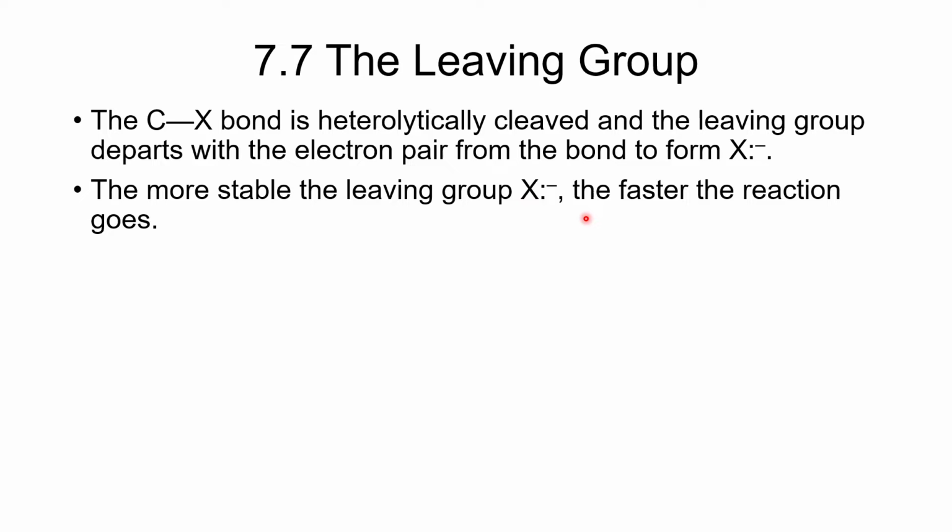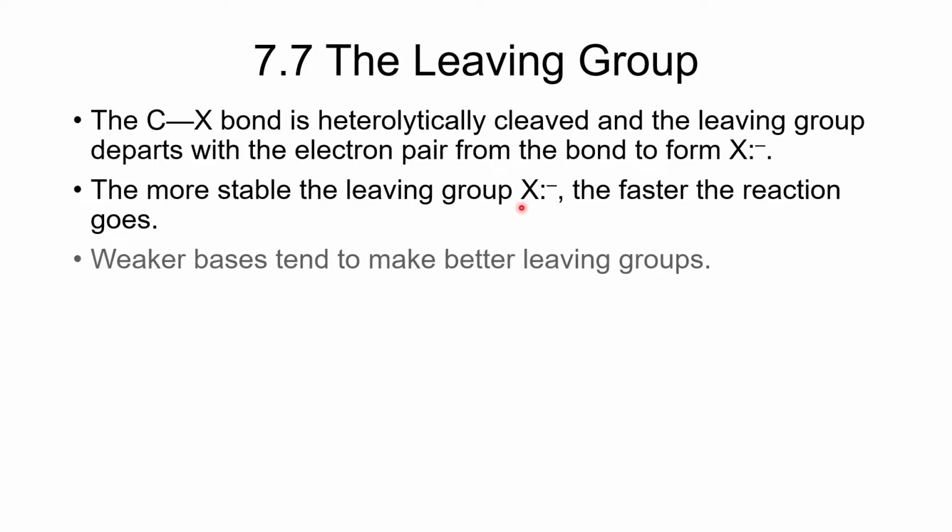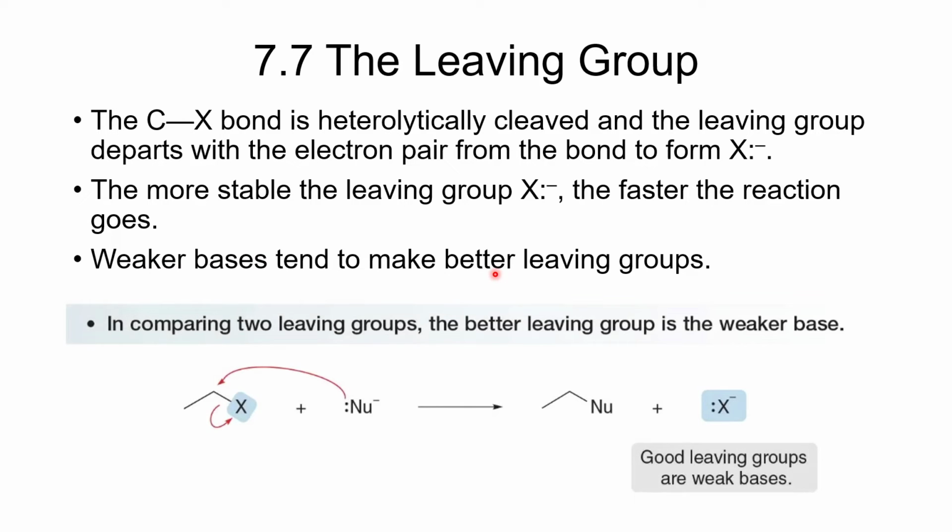We'll find that the more stable that leaving group, the halide, is, the faster the reaction goes. The more stable it is, that usually tells us the less basic that anion is. So we'll find that weaker bases tend to make better leaving groups. So if our halide is a leaving group, then the weaker this is as a base, the better it is as a leaving group.